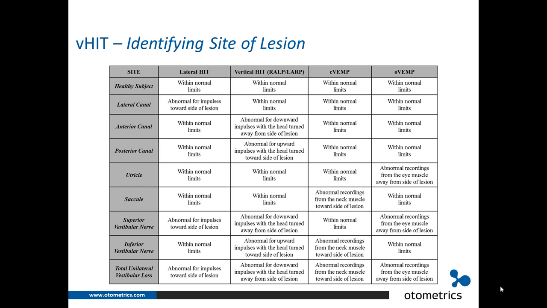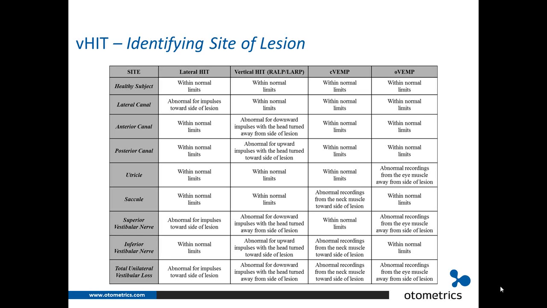For focal lesions of the utricle, ocular VEMPs recorded from the contralateral eye muscle are expected to be abnormal, and for saccular lesions, cervical VEMPs recorded from the ipsilateral neck muscle are expected to be abnormal. VHIT should be within normal limits for both utricular and saccular lesions.